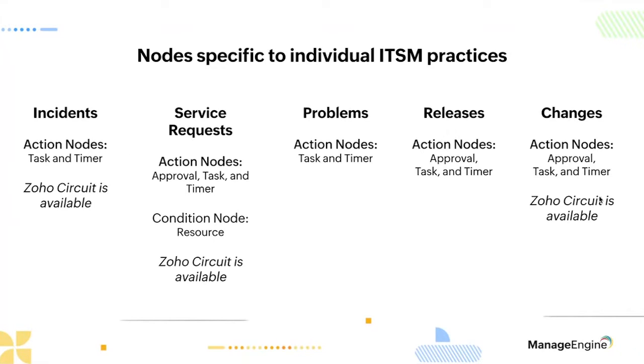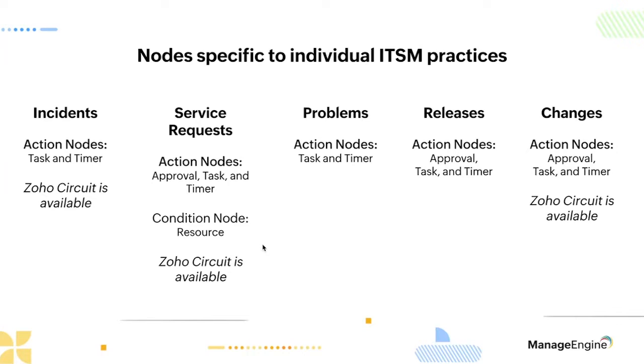And here are the nodes which are specific to individual ITSM practices. We have timers and tasks, which are action nodes available across all of the modules and all of the workflows you'll be creating. You have resource nodes, which are available only for service requests. For instance, if you're in the standard edition, you will not have the service catalog, so you will not be able to create a service request workflow, and you will not be able to make use of the resource node. As you go through the demo, if you are interested in involving all of these features, once again, we'd love to help you.